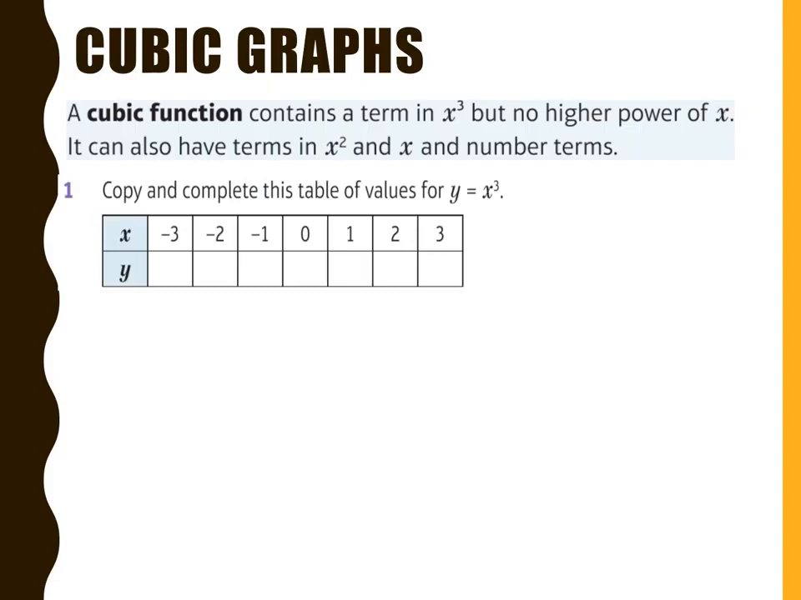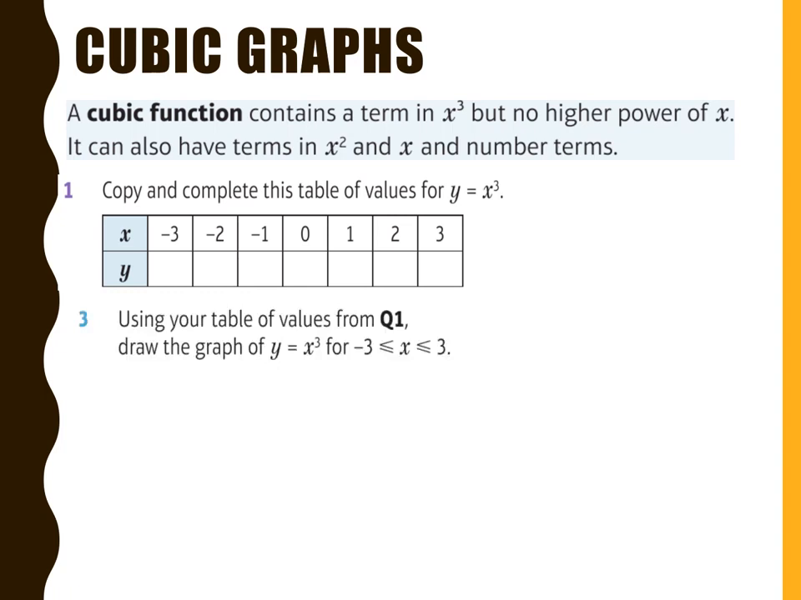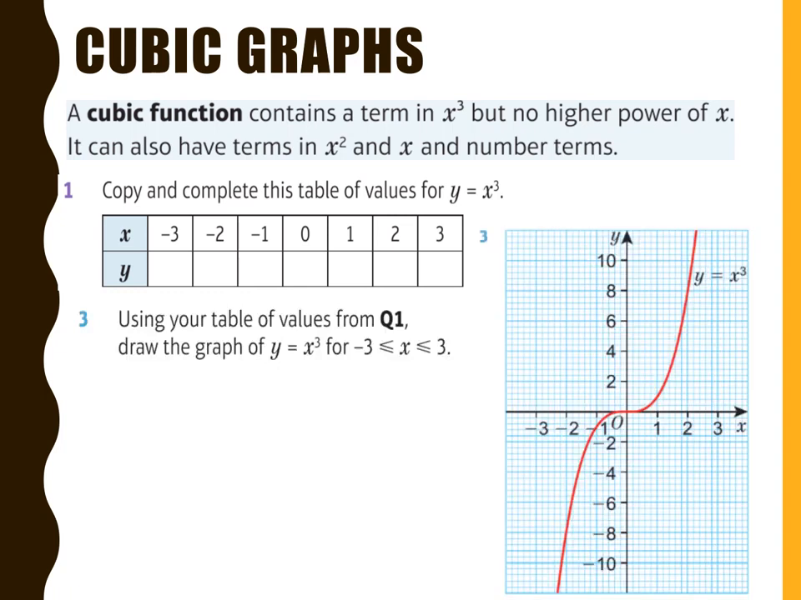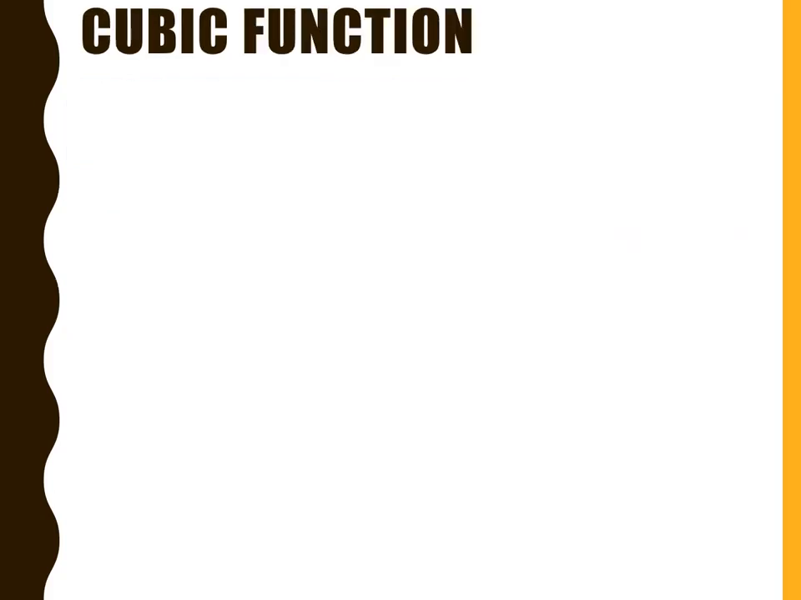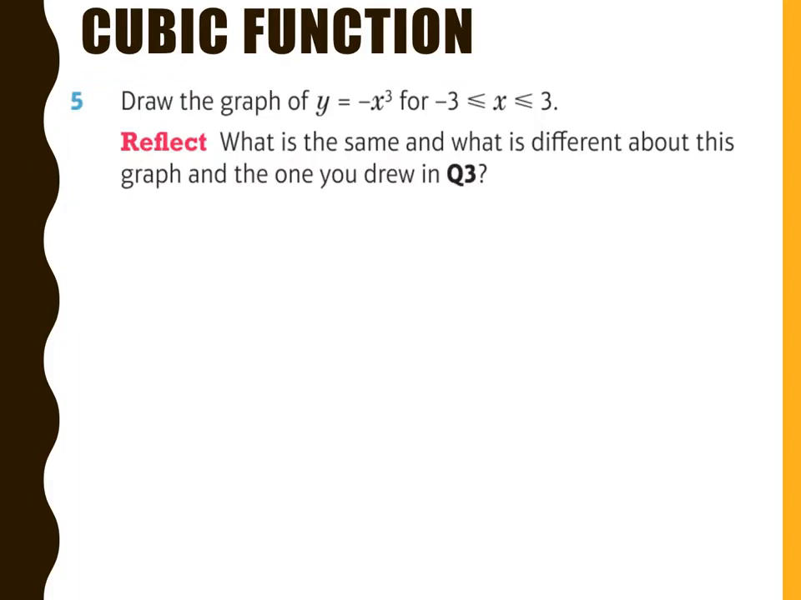Same thing as with quadratic graphs and linear graphs. You need to plot your points and then draw your graph from -3 to 3. What I want you to do is, once you have attempted to draw y equals x cubed, try and draw y equals -x cubed for the same values.